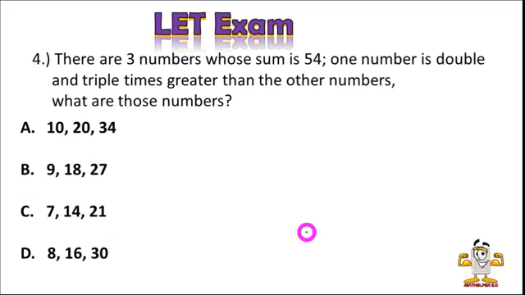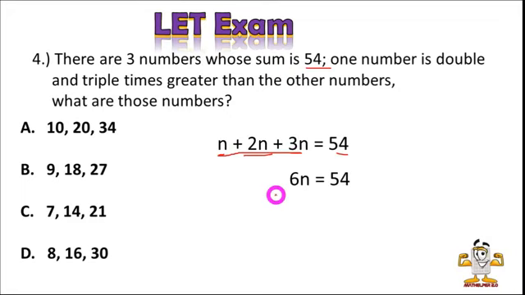Number 4. There are 3 numbers whose sum is 54. One number is double and triple times greater than the other numbers. What are those numbers? So, first number is n, and the second number is doubled, and the third number is tripled, which is equal to 54. So, i-add lang po natin, and dahil like terms po sila, magiging 6n equals 54. So, divide by 6, dito rin 6, which is 54 divided by 6 is equal to 9. So, the correct answer is letter B.